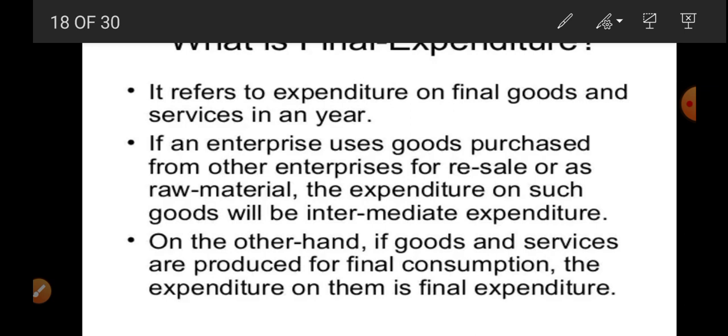So final expenditure refers to expenditure on final goods and services. If an enterprise uses goods purchased from other enterprise for resale as raw material, it is considered as an intermediate good. On the other hand, if goods and services are produced for final consumption, then it is final expenditure.